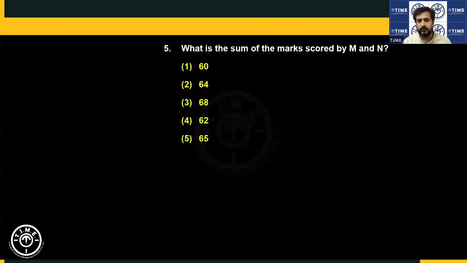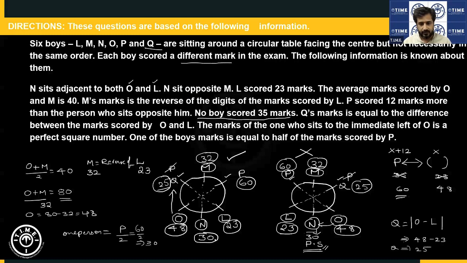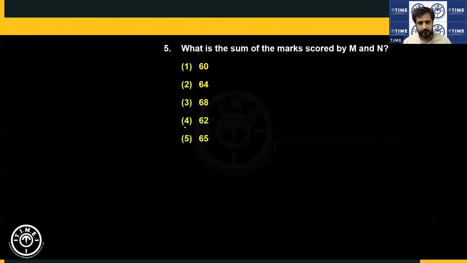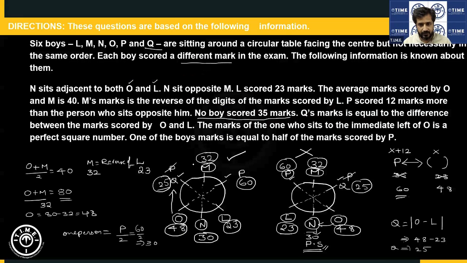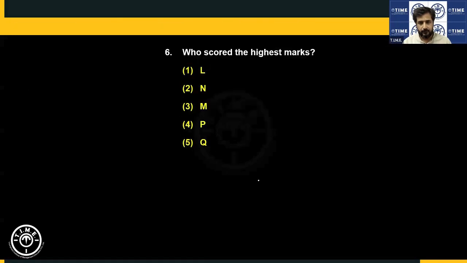What is the sum of the marks scored by M and N? M scored 32, N scored 30. 32 plus 30, 62. Choice 4. Next. Who scored the highest marks? Let's check it. Among the given people, P scored the highest marks, that is 60.